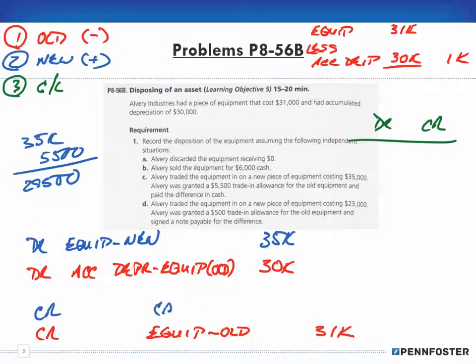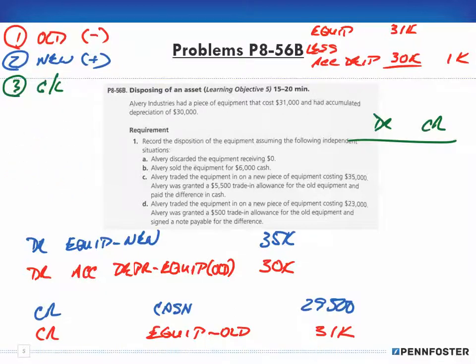A credit to cash for 29,500. I'm sorry, 29,500. Okay, so that's number 2. I added whatever I needed to, as far as the new is concerned.